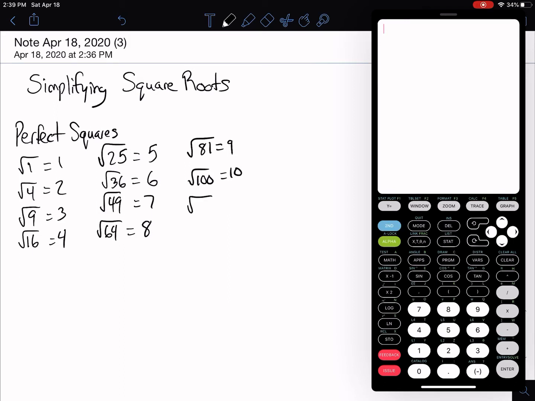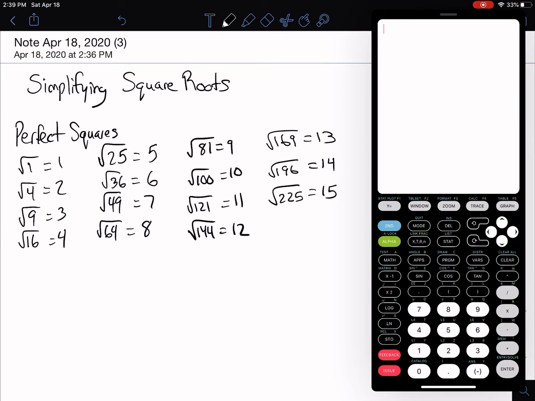The square root of 121 is 11. The square root of 144 is 12. The square root of 169 is 13. The square root of 196 is 14. The square root of 225 is 15. I'm going to stop there. There are some other perfect squares that sometimes show up. For example, the square root of 625 is 25. There are some other ones out there, but that's really where I think we need to stop for our discussion.